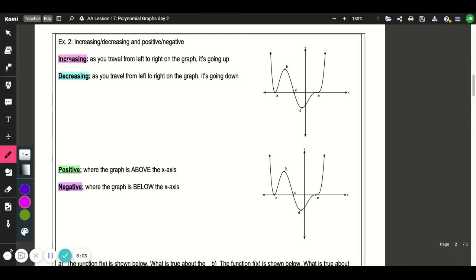So I'm going to color code this graph. It is increasing right here from A to B. It's going up, going up, going up, going up.